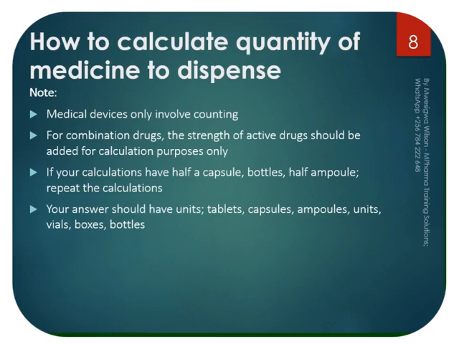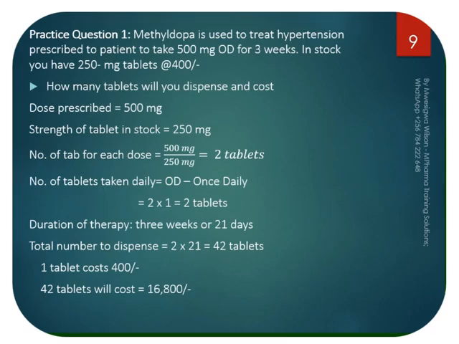So that's a brief introduction about the calculation. I have two questions here which we shall go through. For example, I have this one, practice question 1. Methyldopa is issued to treat hypertension, prescribed to a patient to take 500 milligrams only for 3 weeks. In stock, you have 250 milligram tablets, each costing 400 shillings. Now, for us right now, the goal is to understand this prescription here. Because you may not know what methyldopa is doing at this level. However, as you progress, the way they teach you pharmacology, you'll get to know.